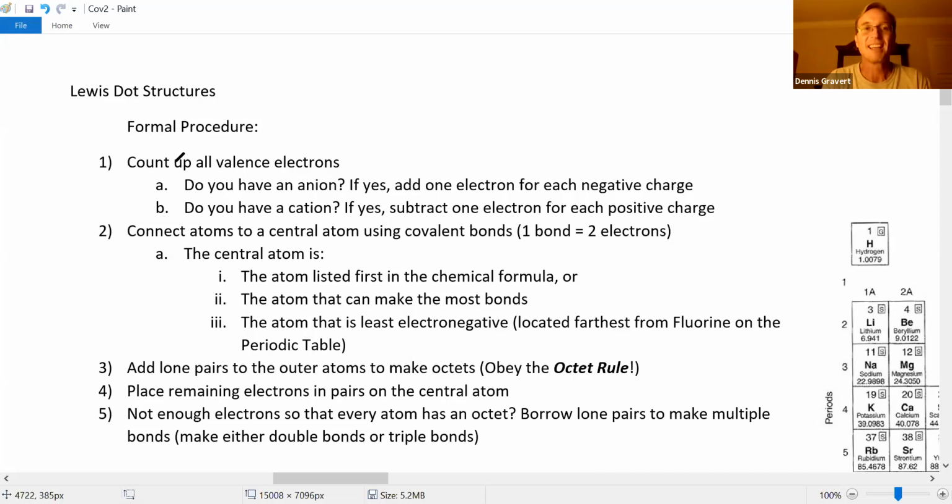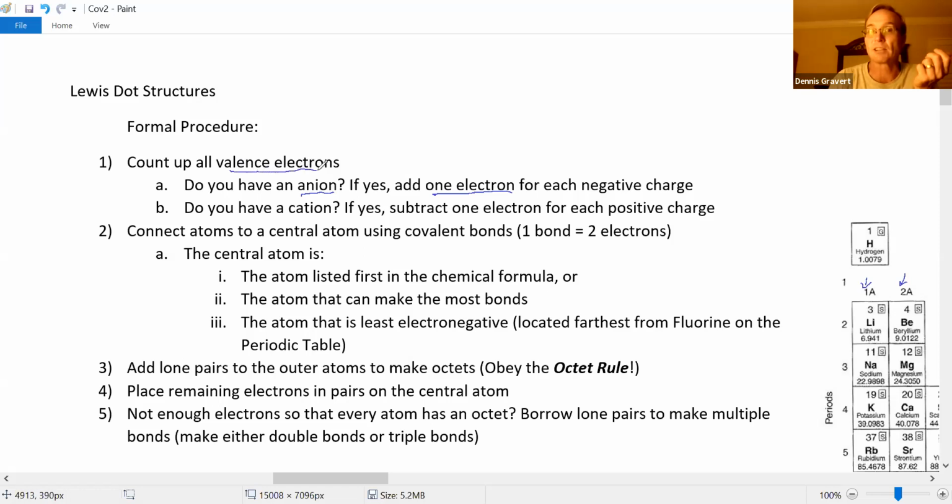Step 1, count up all the valence electrons. So go through your chemical formula and for every atom, find out which column it's in. If it's in column 1, it has 1 electron. If it's in column 2, it has 2, and so forth. Count them up. Also look at your chemical formula. Is it an anion? If it is, you add 1 more electron.